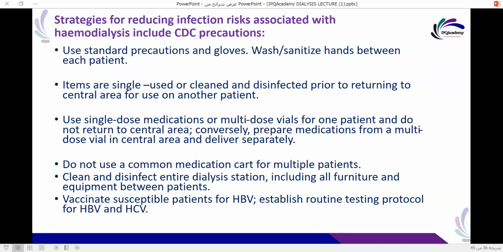Conversely, prepare the medication from the multi-dose vial in the central area and deliver separately. Don't use a common medication card for multiple patients. Clean and disinfect the entire station, including the furniture and the equipment, between the patients. Vaccinate susceptible patients for hepatitis B virus and establish a routine testing protocol for hepatitis B and hepatitis C virus.